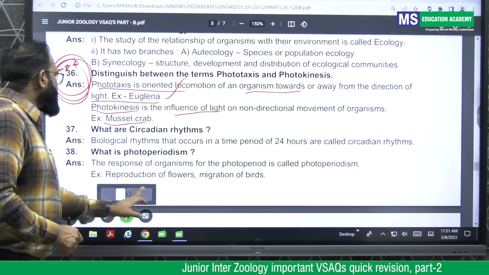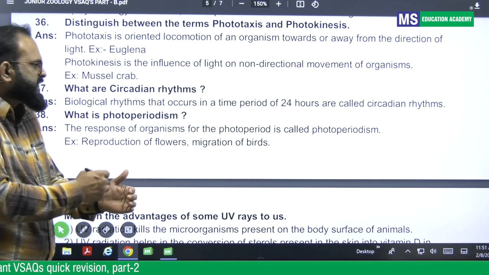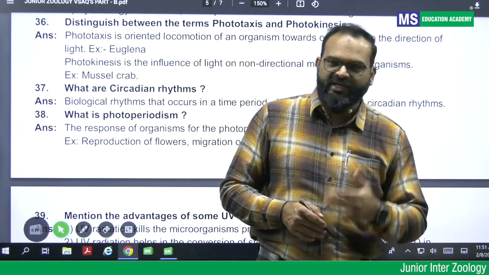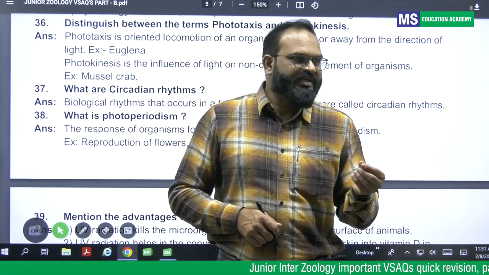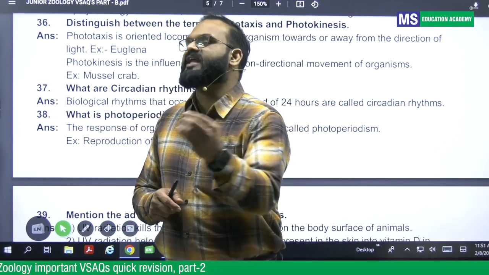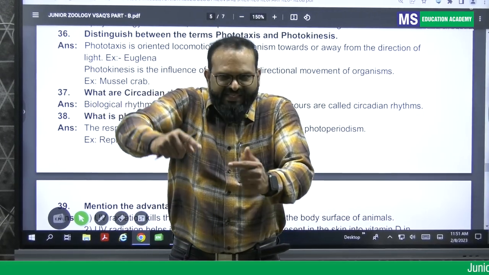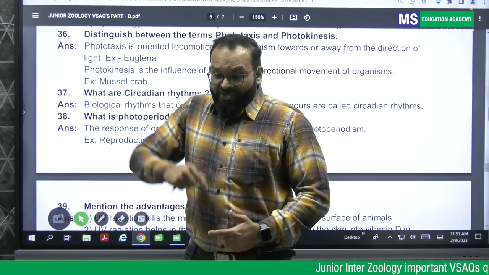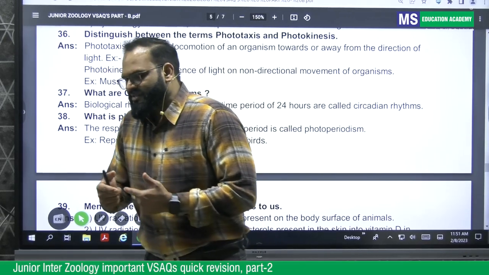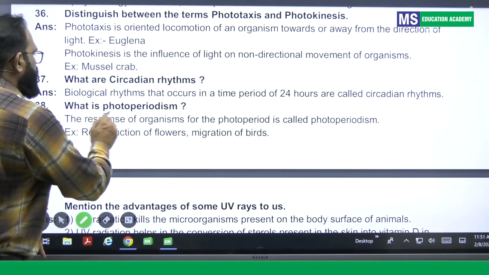Next one, circadian rhythms. I used this term many times. Biological rhythm that occurs for every 24 hours or in a time period of 24 hours is called circadian rhythms. See, birds, for example, to make you understand, birds in the early morning 6 o'clock leave the nest in search of food or some other activity. Again, they will perform the same activity after 24 hours. So if any activity is performed again and again within a time period of 24 hours, that rhythm is called circadian rhythm.